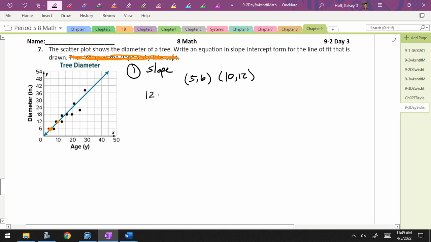12 minus 6 over 10 minus 5. You get the same thing. 12 minus 6 is 6. 10 minus 5 is... Miss Hoff is going to let us use decimals today because she's a kind soul. As long as we round to the nearest hundredth, I get 1.2. All right, so for my equation, I need to use my slope of 1.2.